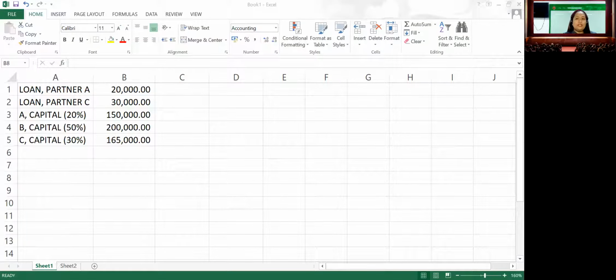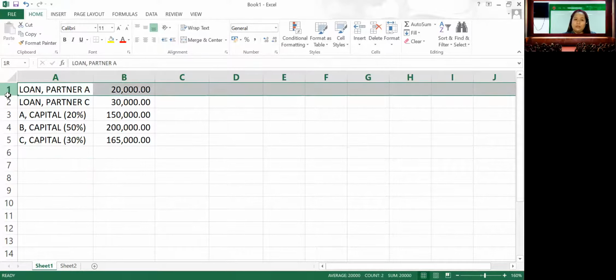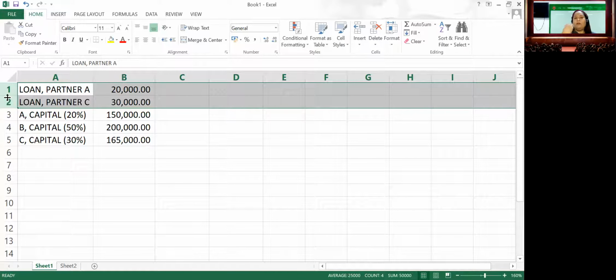Okay, so let us assume here na meron tayong available information, selected information coming from the balances of accounts ng ating partnership. So we have here loan partner A, loan partner C, and then capital balances with their respective P&L ratio or profit and loss ratio. Okay, so bago natin simulan yung ating cash priority program, let's just discuss na itong loan na to. Ito yung may utang ang partnership sa partner. So this is a liability on the point of view of the partnership.